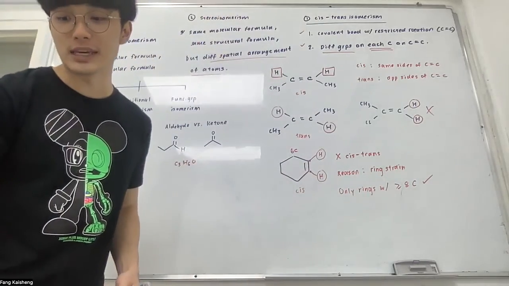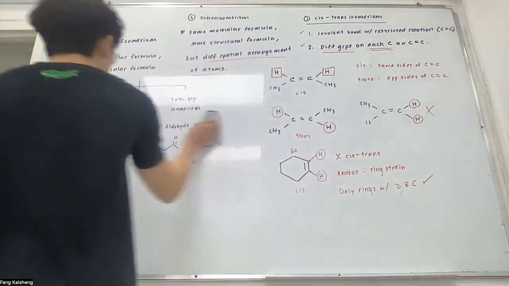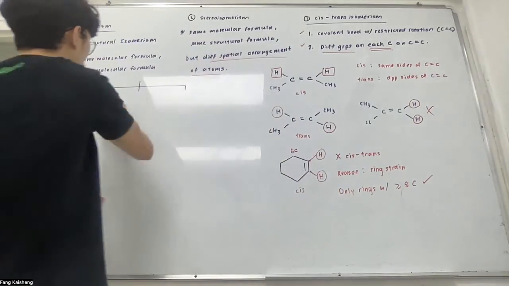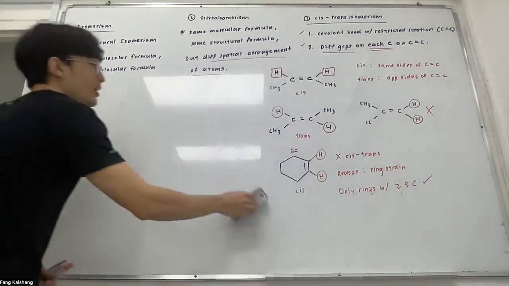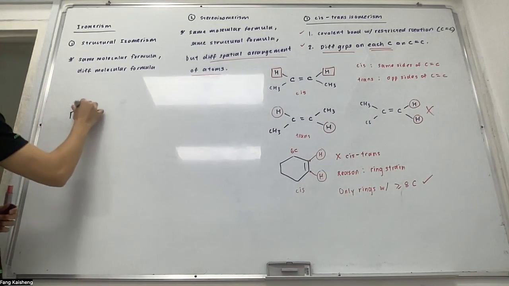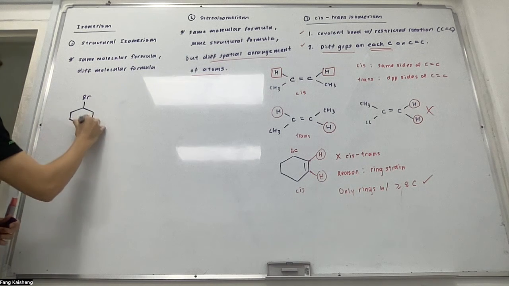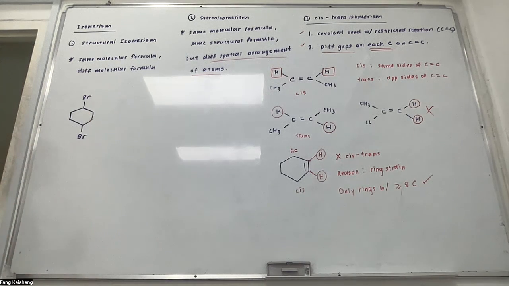Turn over to page 46. We have two more scenarios. In these two scenarios, let's take a look first. I'm going to look at a ring that looks like that. Look at this particular example. This is the only example you need to know for this segment. Let's see whether this can undergo cis-trans isomerism.